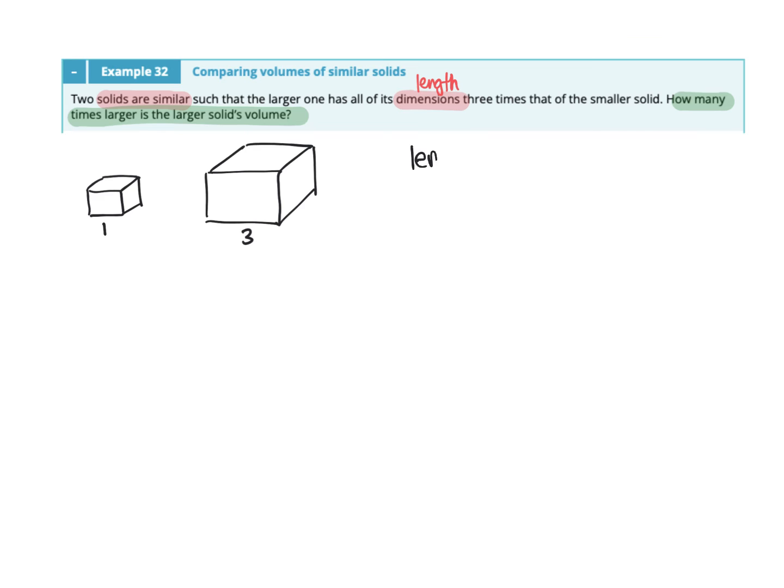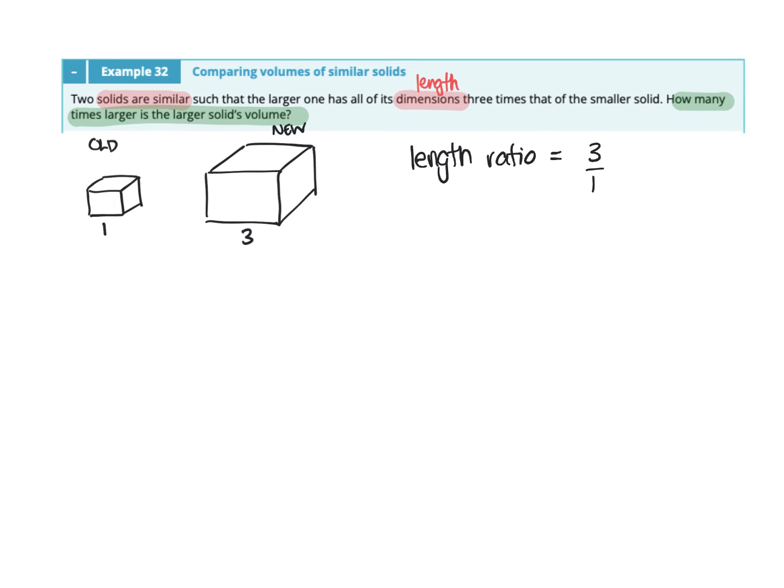So if we write out our length ratio for this, because they don't tell us what the object is, I just made up a square. So we don't really know what the object is, but we can work out its length ratio. We can say it's 3 to 1, yeah? We'll call this one the old, this one the new, okay? Because they said how many times larger is the bigger one.